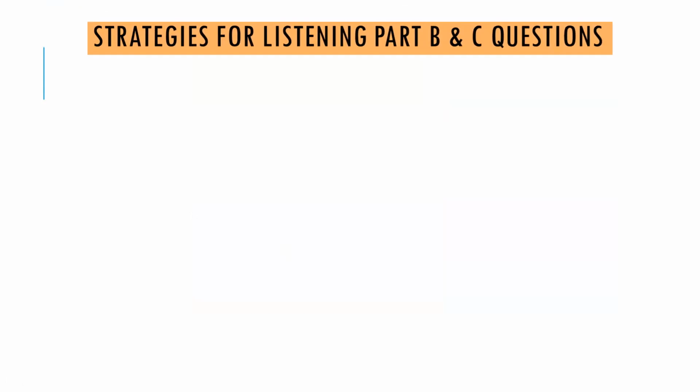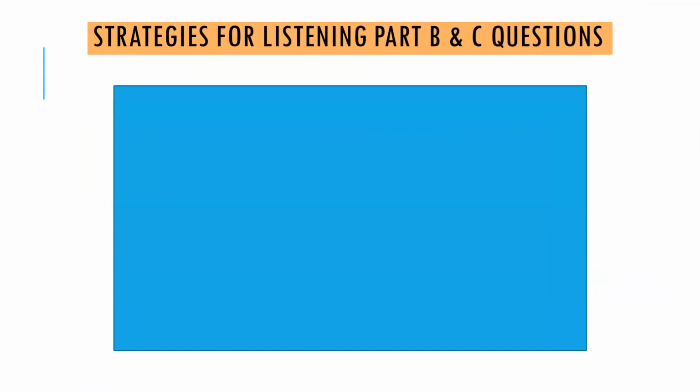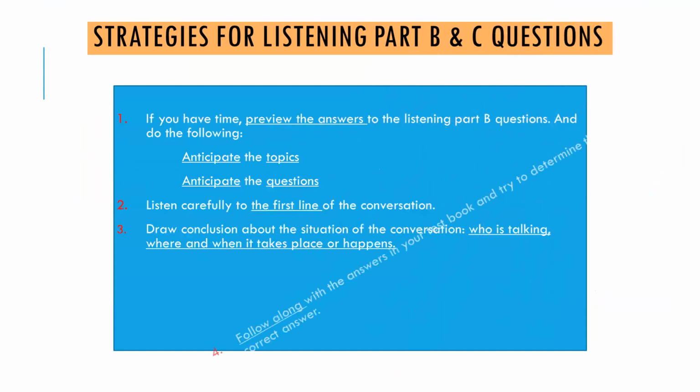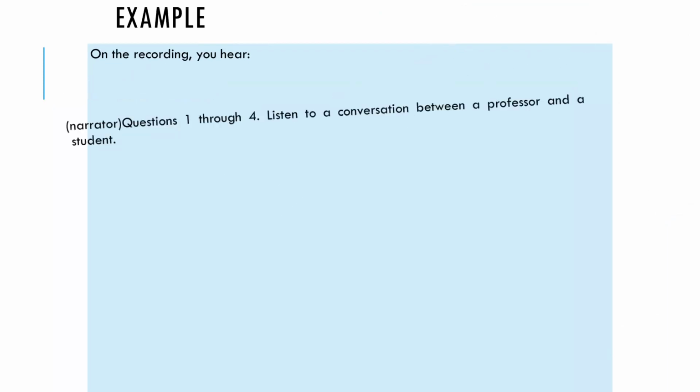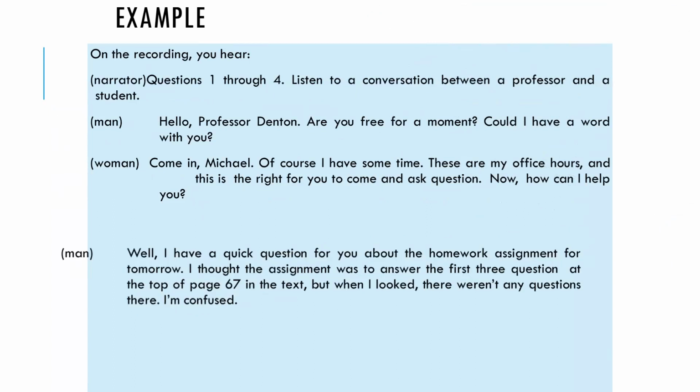Now let's go to the strategies for listening part B and part C. Listening part B and part C are under the same heading or have the same strategies because the format is quite similar. Part B is a longer conversation. Let me show you the format of the conversation first for part B. Part B is a longer conversation, usually 4 to 5 lines.